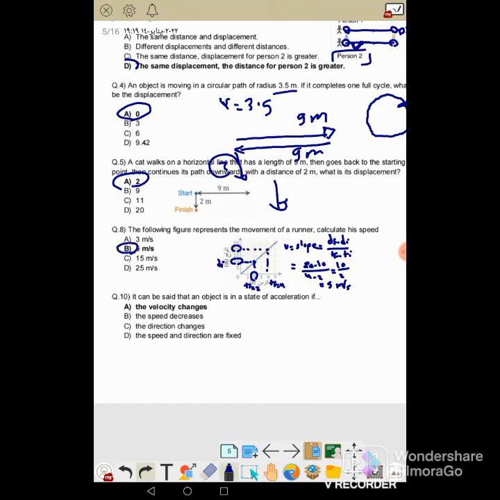It can be said that an object is in a state of acceleration if the velocity changes. Acceleration means a equals delta V divided by delta t, or V final minus V initial divided by t final minus t initial.